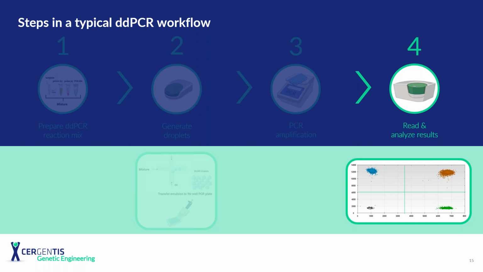And what is important here is to have a clear separation of your droplets. So negative droplets will end up in the bottom left corner. VIC or FAM positive droplets will be placed on top left or bottom right. And double positive droplets will end up on top right.